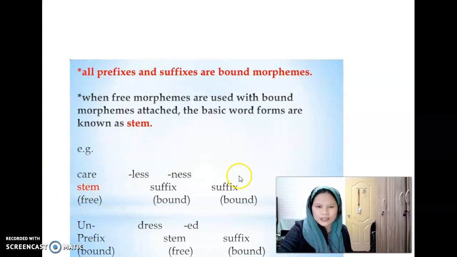Example here, we have carelessness. You call care the stem in morphological structure. You call it the stem, or the base word, and we also call it a free morpheme. And the suffixes less and ness can be called bound morphemes that cannot stand alone. Another example is undressed. You can find the stem in the middle, which is the free morpheme, and the bound morphemes can be found at the beginning and the end, which can be called prefix and suffix.